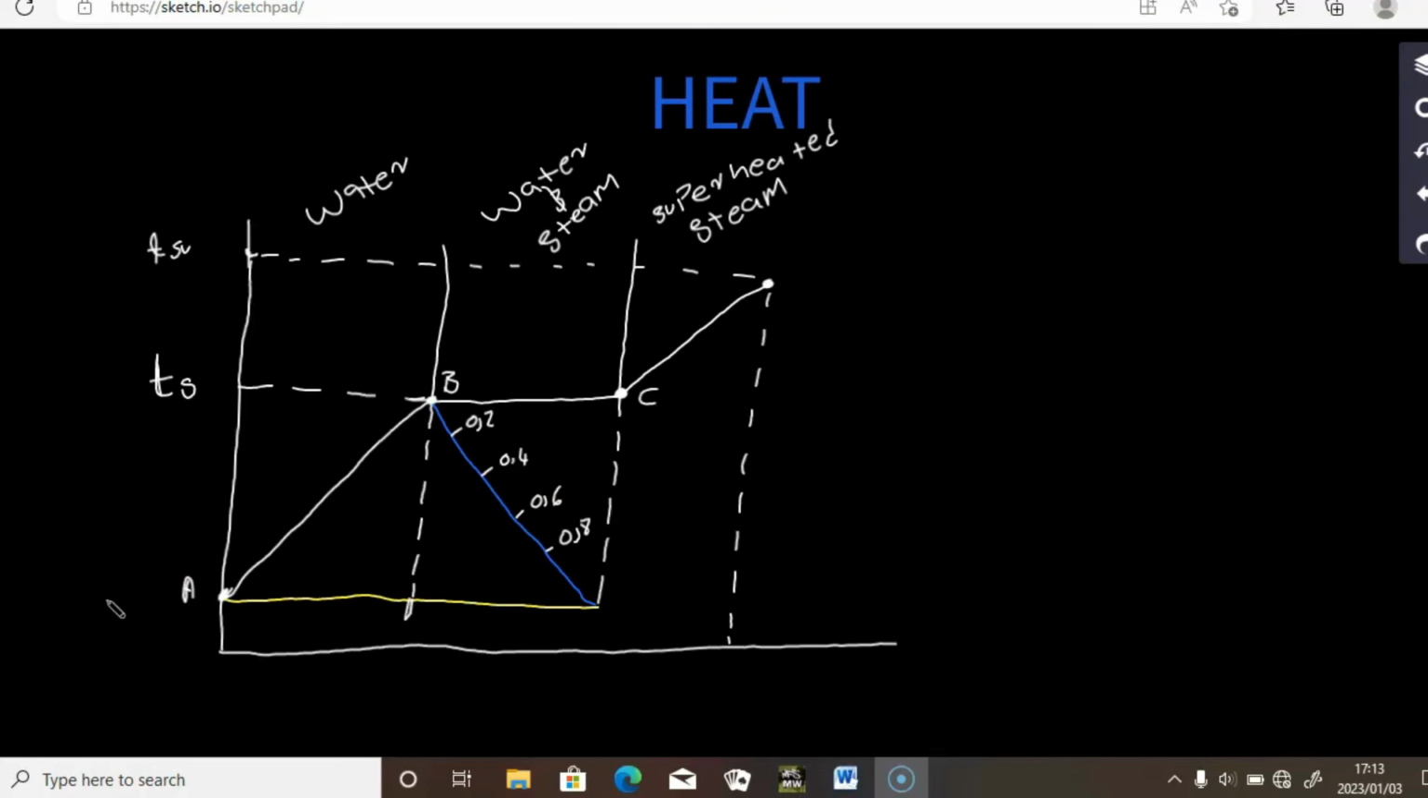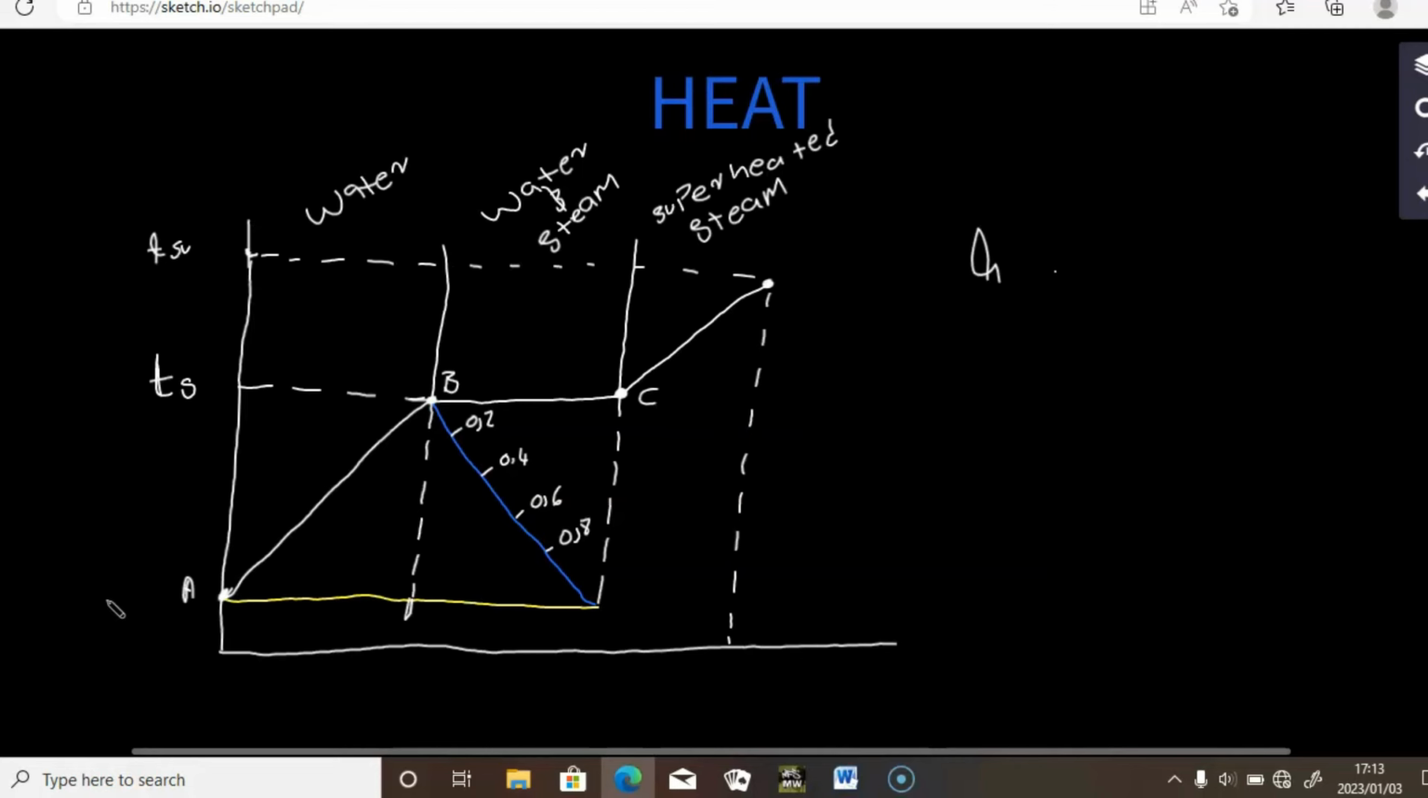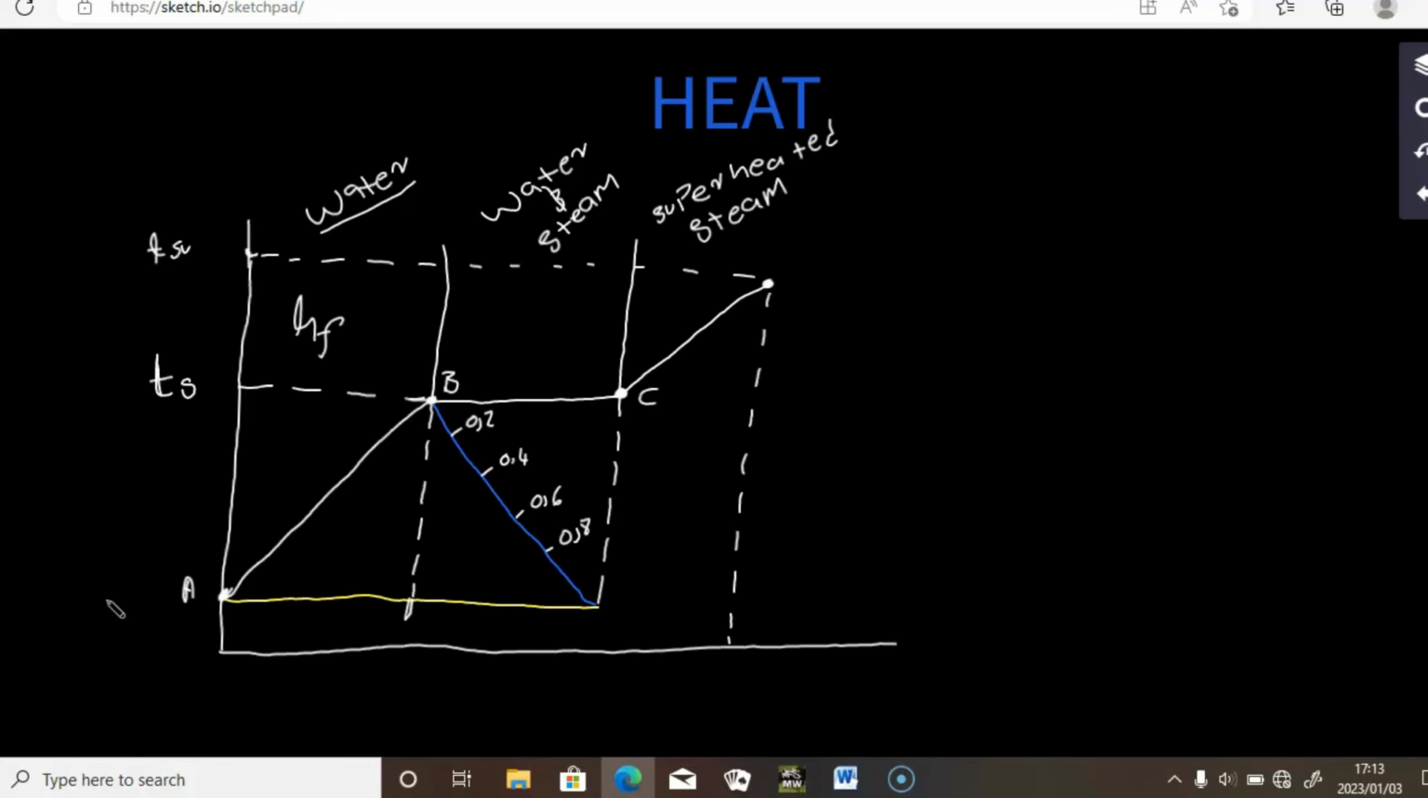Now let's talk about the formulas that we will be using in this section. We said H represents enthalpy, and enthalpy is the heat energy of water. In this section, we said only water exists. So the enthalpy of water is represented by HF. F is the suffix that we use to show that we are dealing with water. It means it's the enthalpy of water, or the heat energy of water. It's called the liquid enthalpy.